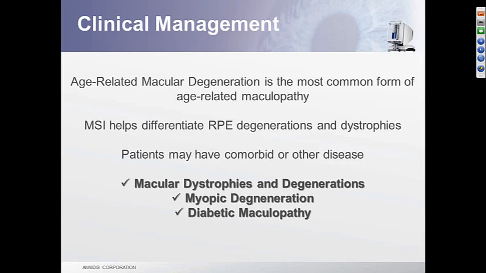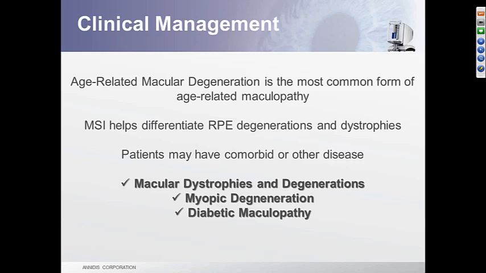AMD is definitely the most common form of age-related maculopathy. MSI will certainly help differentiate other RPE degenerations and dystrophies. Early in the disease, it is sometimes very difficult, depending on the genetic pattern or inheritance. And we all know that phenotype is variable in a lot of degenerations and dystrophies. And you may have some patients for whom you're not sure: is this truly AMD? Is this patient at risk for other RPE dystrophies and degenerations? And your clinical history will help drive that. We will have a webinar focused on differentiating dystrophies and degenerations later in the season.